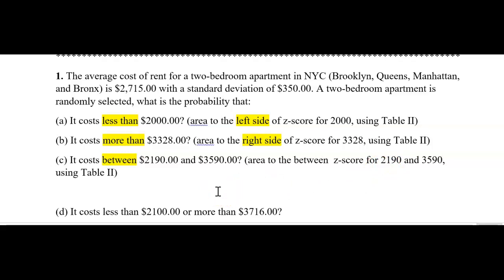Right? So let me say that better again. So you'll get a z-score for 3590. Look for the area of that z-score on table 2. Put it down. Minus. Find the z-score for 2190. Find the area on table 2. Subtract it from the answer you already wrote down. That is the area in between the two of them. Right?